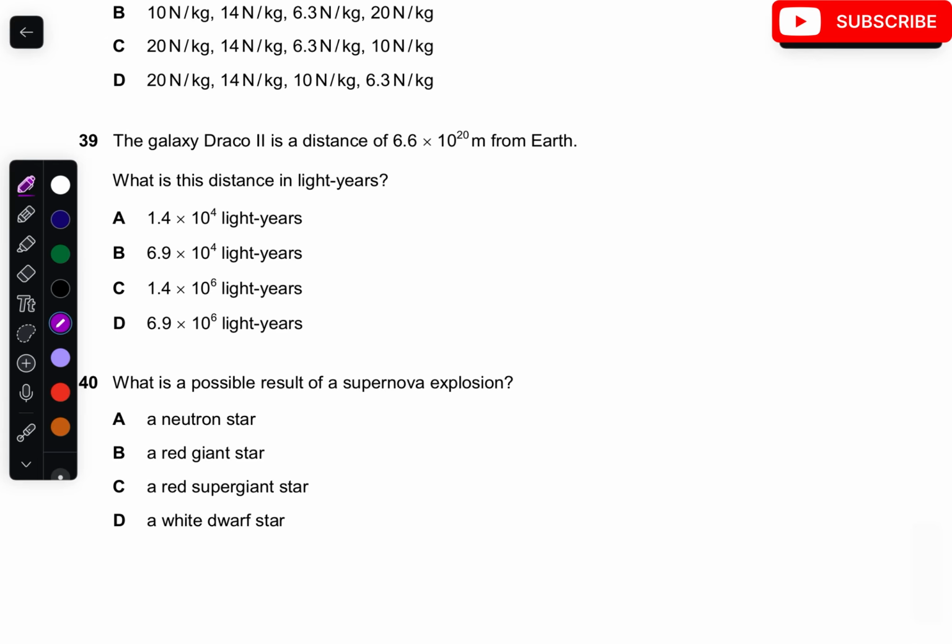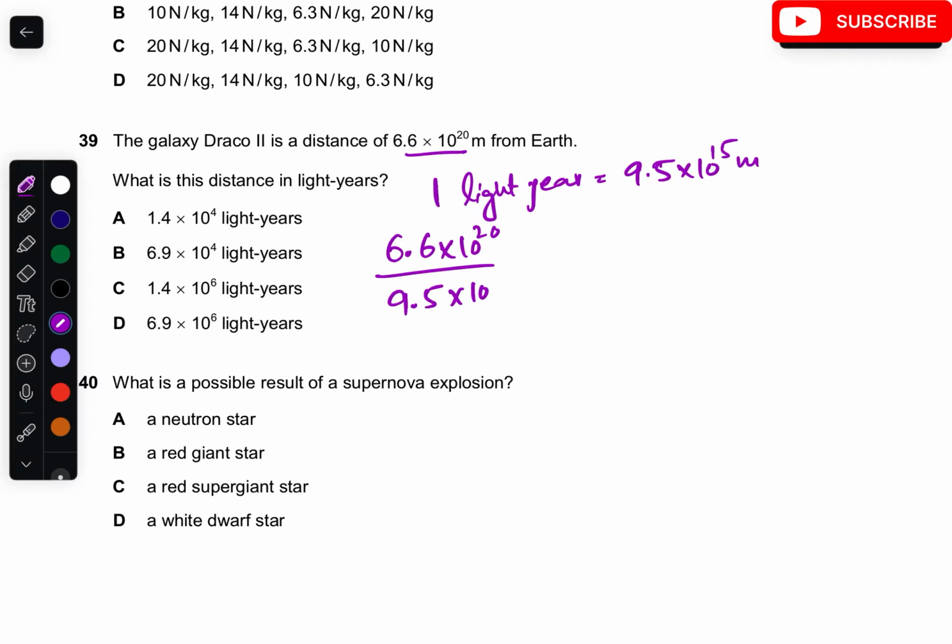Question 39. The galaxy Draco 2 is at a distance of this much in meters from the Earth. What is the distance in light years? Okay, we know 1 light year is equal to 9.5 × 10^15 meters. So you have to change 6.6 × 10^20 meters into light years. So you just simply divide this by this number. This will give you 6.9 × 10^4 light years. Whenever you have to convert from meters to light years, you will divide by this factor.